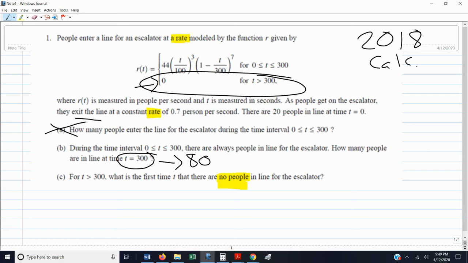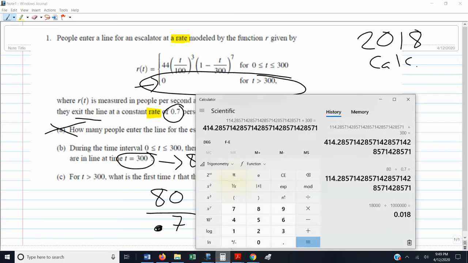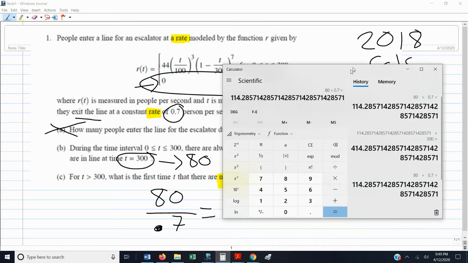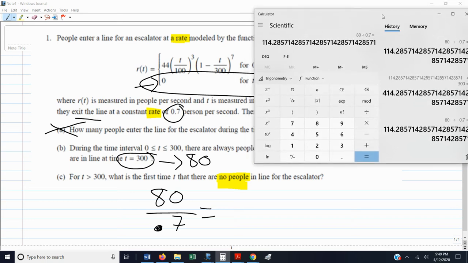And they're leaving the line at a constant rate of 0.7 people per second. That's a linear rate of change, right? Every single second, 0.7 person is getting out of line. So if you just take 80, you know at time 300 there's 80 people, and divide it by 0.7, that is going to tell you how many seconds it takes those people to exit the line. So that gave us 114.2857.